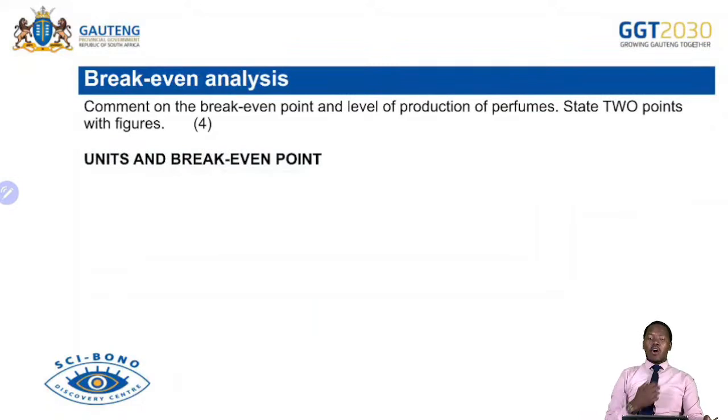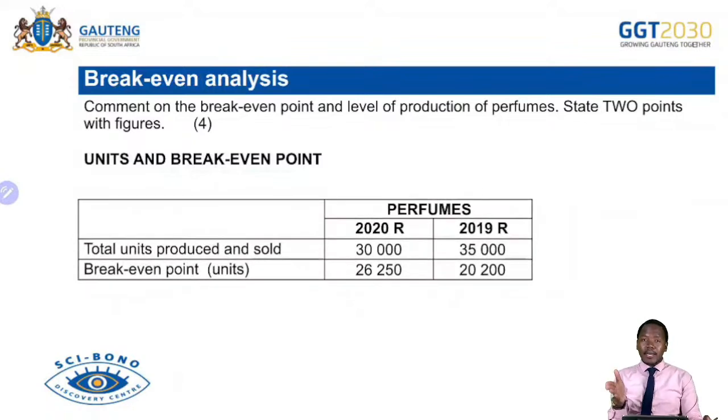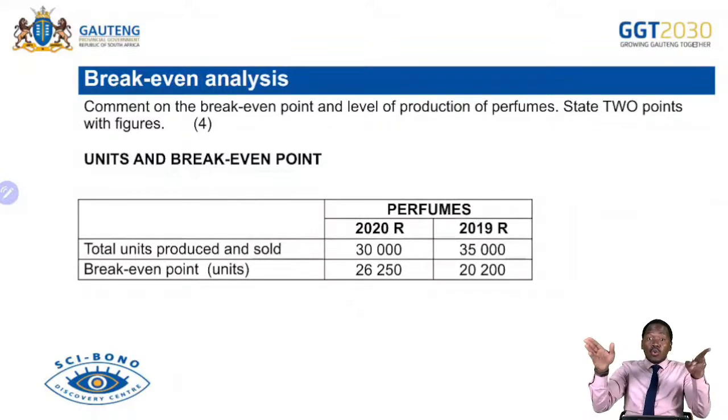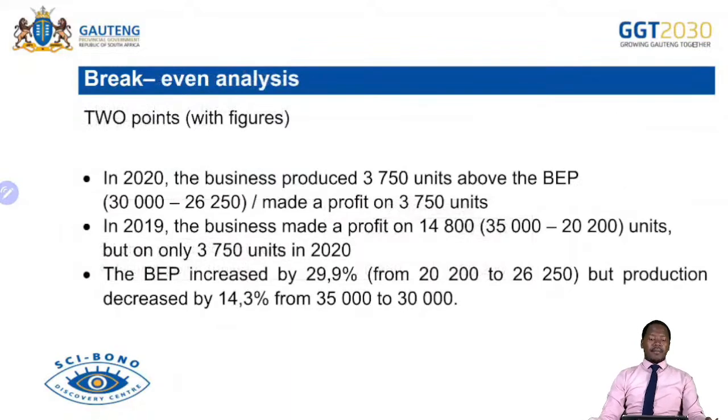Then grade 12, comment on the break-even point. Now, what do I look at when I comment on my break-even point? I must look at my total units produced for 2 years. I must look at my break-even point for 2 years. And then I comment. These are things that I must have before I can comment on break-even point. Now, these are the 2 points I may have on my break-even point.